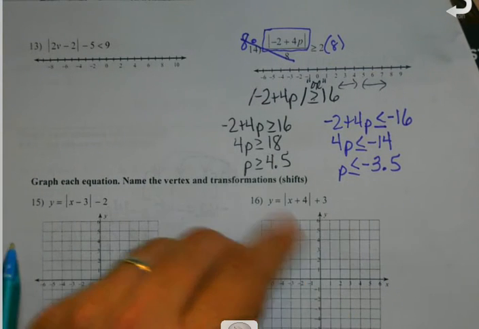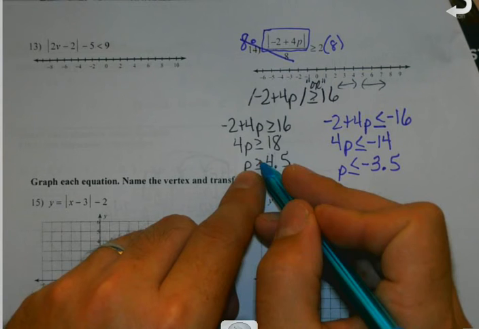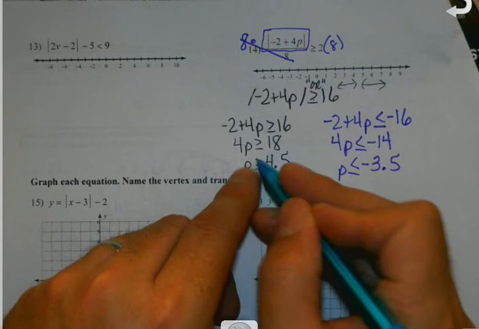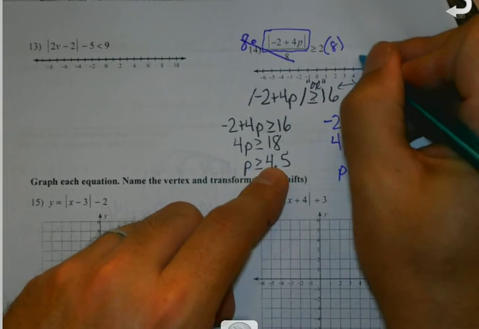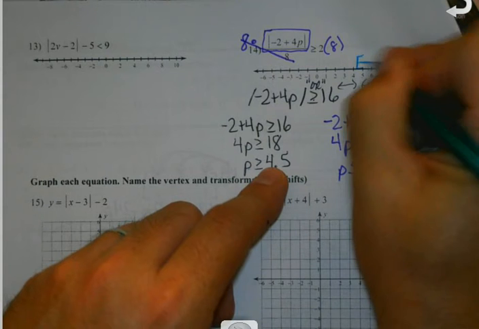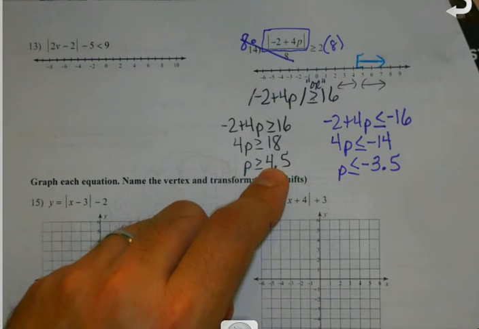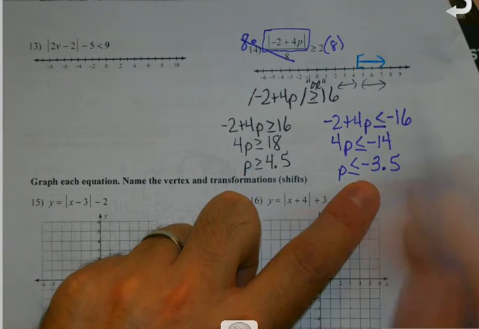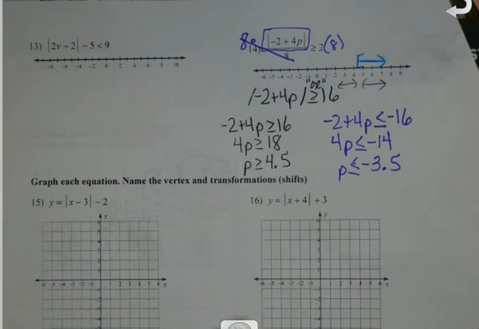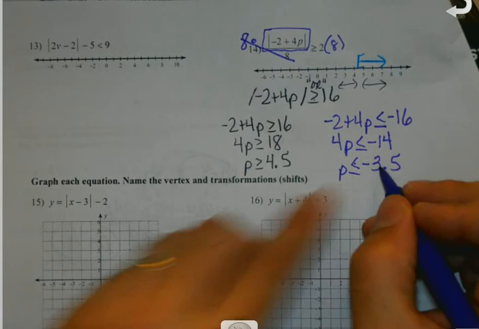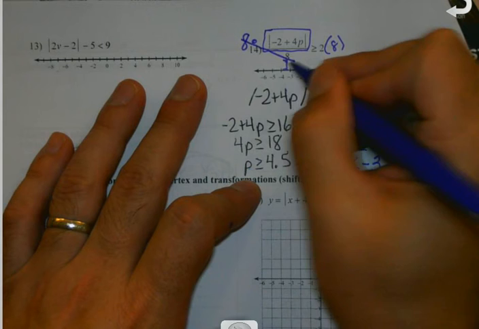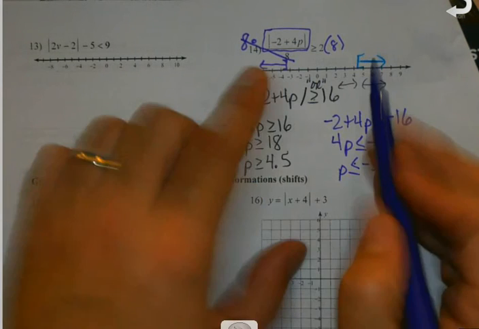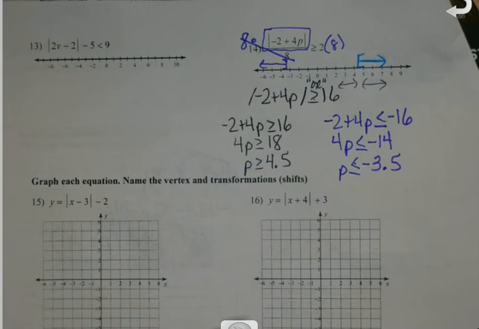So I get to this, I'm like, all right, P is greater than, because the arrow is eating the P, P is greater than or equal to 4.5. So greater than goes to the right. P is less than or equal to negative 3.5. Again, if the arrow points at P, it's saying, P, you are less than I am. Less than negative 3.5. Equal to. And I see the graph looks like it's supposed to, so that hint helps me.